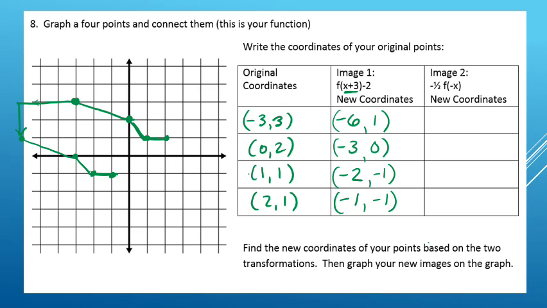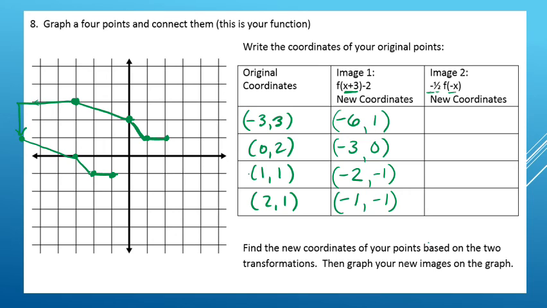Now we're going to do our second image. This time we have a couple things. We have a reflection happening here, right over the x-axis. We also have a shrink factor, and we also have a reflection over the y-axis. Just to make it interesting.